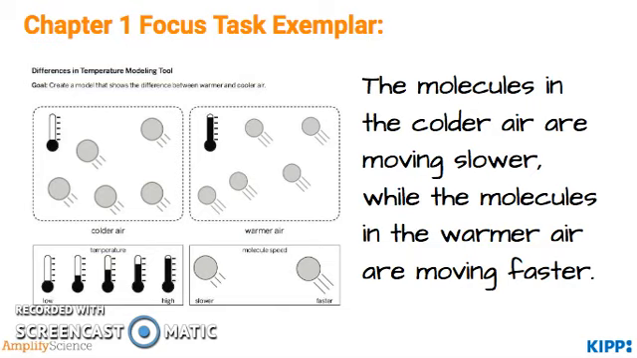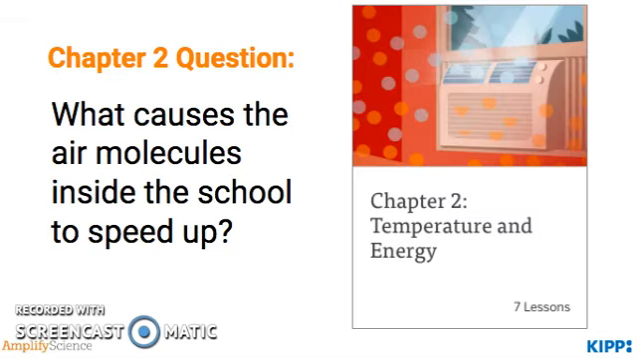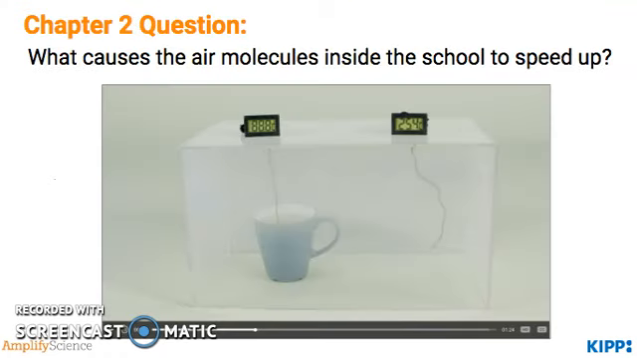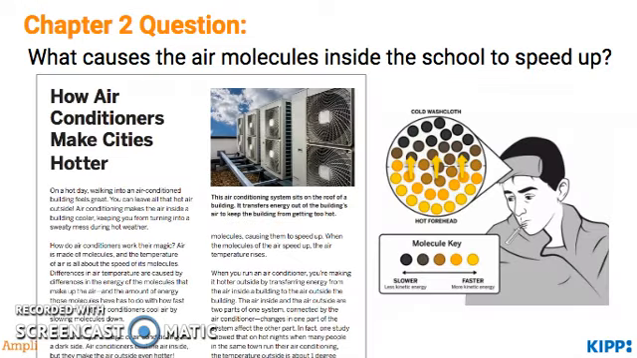So far, so good. In Chapter 2, we explore what causes the air molecules inside the school to speed up. We start by watching a video of an investigation in which a container of warm water heats the air around it, and they explore one thing warming another in the sim. They read how air conditioning makes cities hotter, and they examine molecule collisions during energy transfer in the sim. Students start to put together how a hot thing and a cold thing can impact each other on a molecular level, such as why a cold washcloth can cool you down when you have a fever.